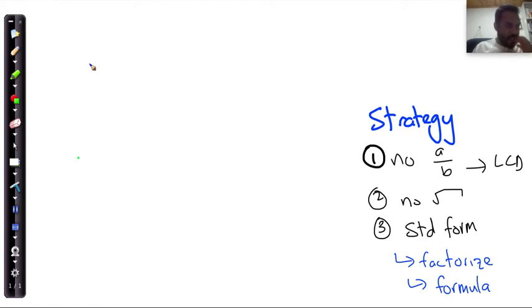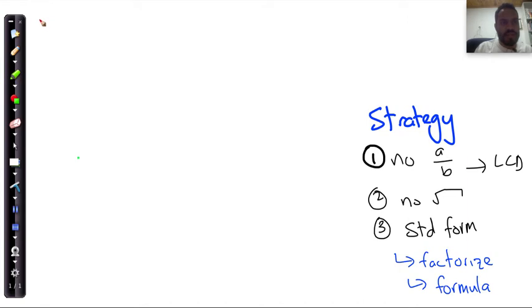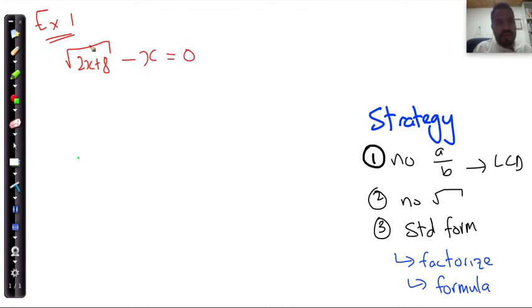So I'm going to go over the first example where we are dealing with an equation with a root. I'm going to call this example number 1. I've got the root of 2x plus 8 minus x is equal to 0. The very first thing we've got to note here, according to the quadratic strategy, is I don't see any fractions. So that's a good thing. I've dealt with that. But now I've got a root. I've got a surd over there, that is the square root of 2x plus 8.